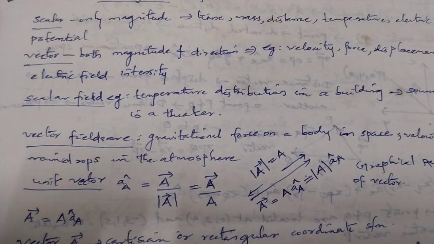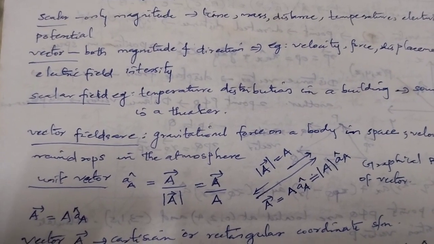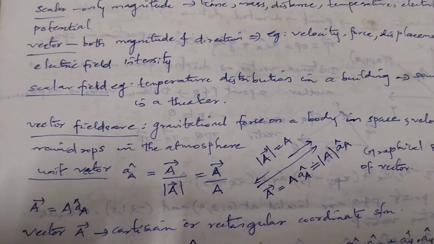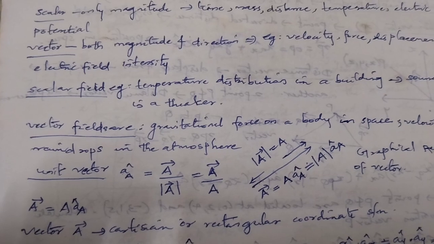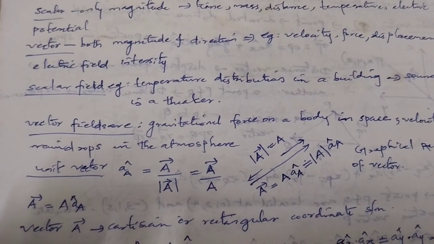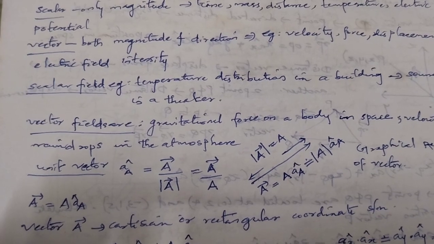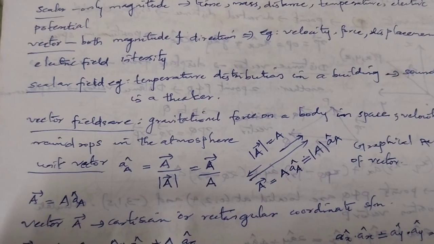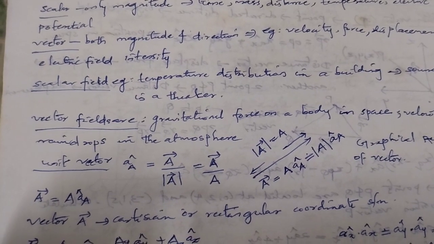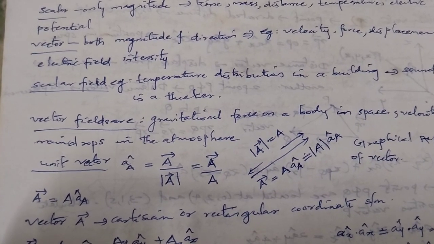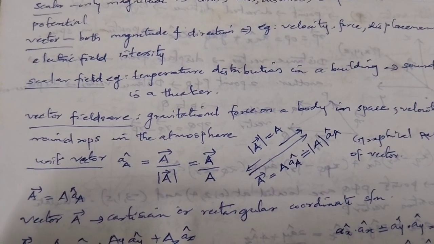Scalar: only magnitude. Examples: time, mass, distance, temperature, electric potential. Vector: both magnitude and direction. Examples: velocity, force, displacement, electric field intensity. Scalar field examples: temperature distribution in a building, sound in a theater. Vector fields: gravitational force on a body in space, velocity of raindrops in the atmosphere.